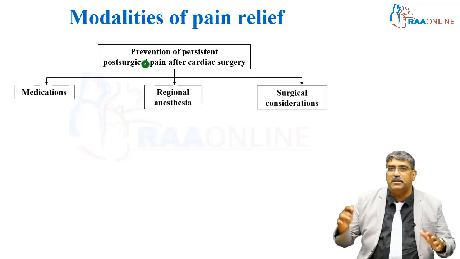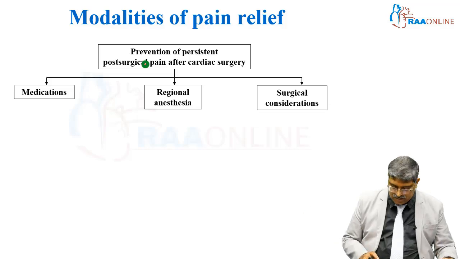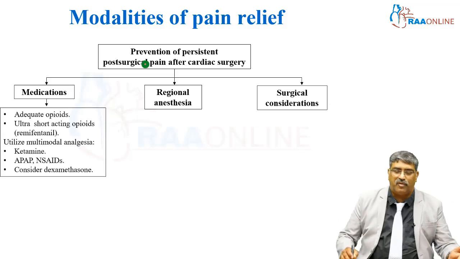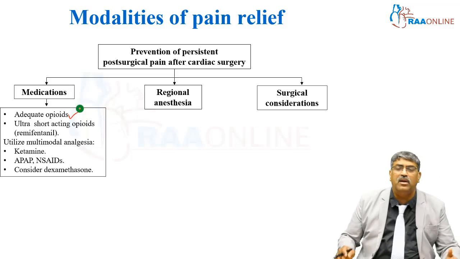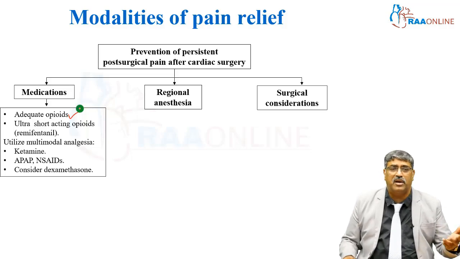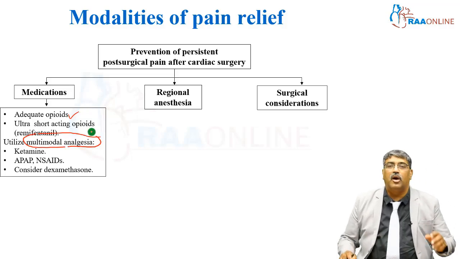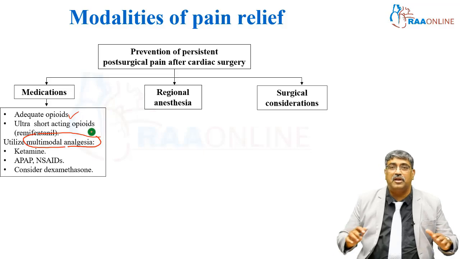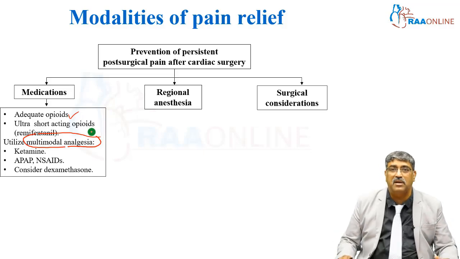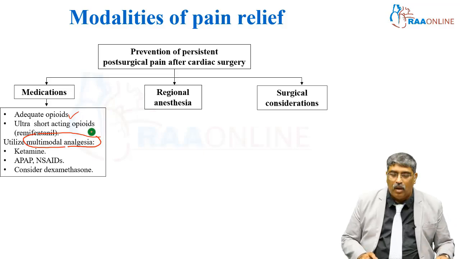You have medication, regional anesthesia and surgical consideration. Medication, the first and foremost is opioid. Now, ultra-short-acting opioid remifentanil is available. The most important thing is you have to use multimodal analgesia. Now, multimodal analgesia with ketamine and lignocaine come into the big picture and you can use paracetamol infusions, non-steroidal anti-inflammatory drugs and also consider steroids.